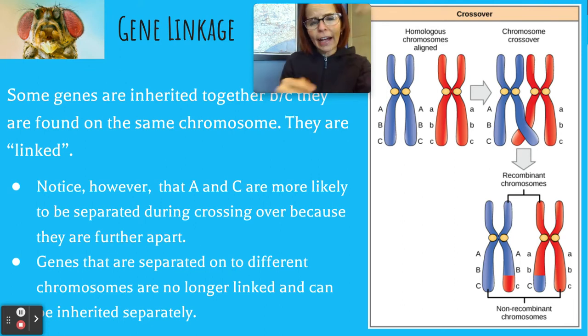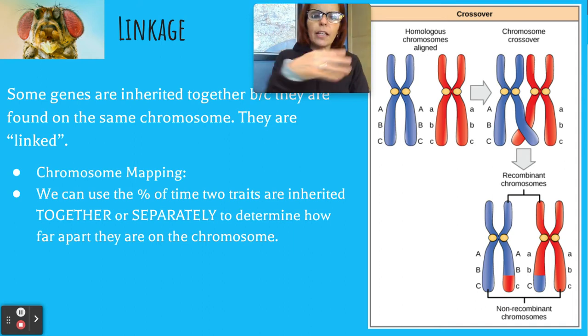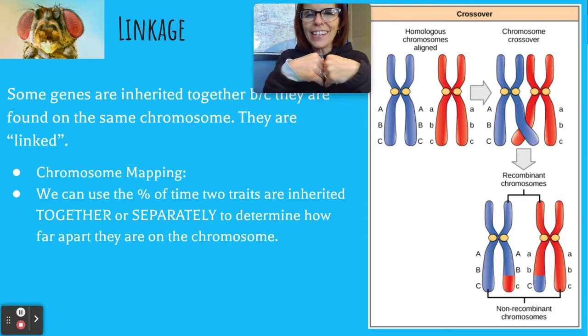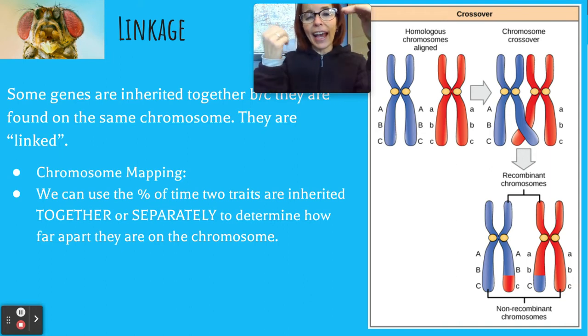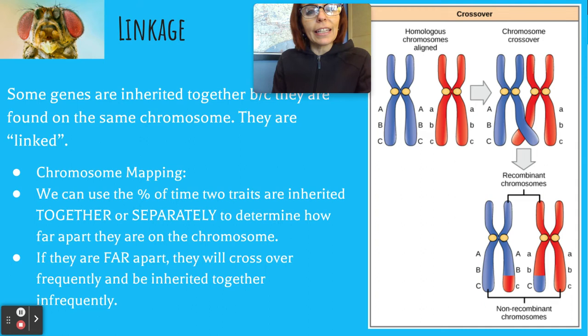So we can tell how far apart A and B and C are from each other, and we can create something that's called a chromosome map, and we're going to learn more about this later. So it says we can use the percent of time that two traits are inherited together or separately to determine how far apart they are on the chromosome. So if we're always getting gene A and gene B to show up together in the offspring, then that's an indicator that they're probably really close together on the chromosome. However, if on occasion A and C are separated from each other, that's an indicator that maybe they're further apart on the chromosome map. And so we'll take a look at that as we go here.